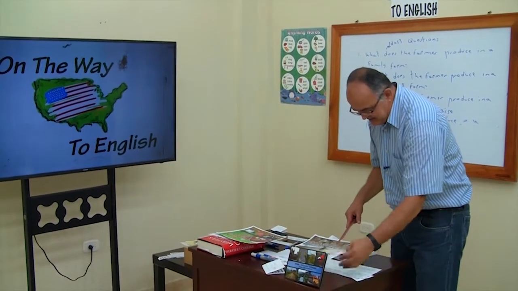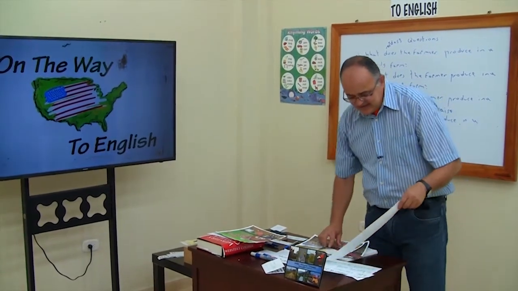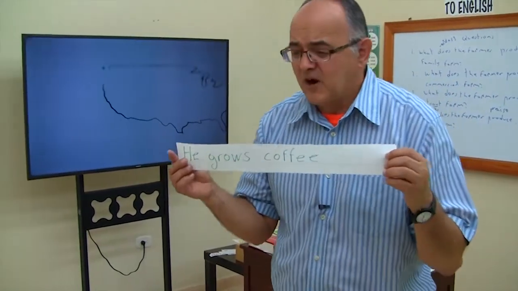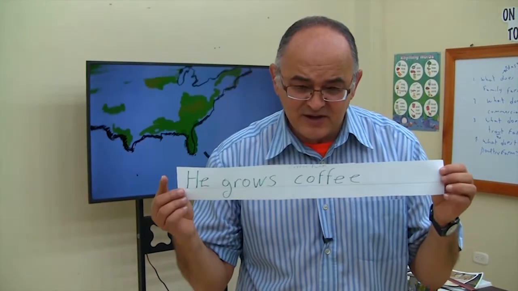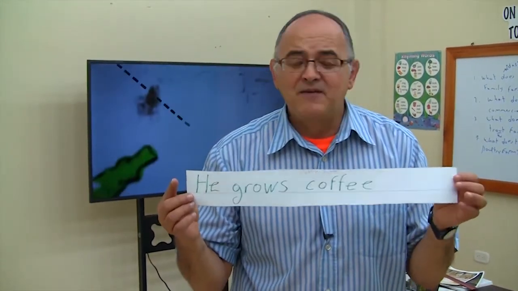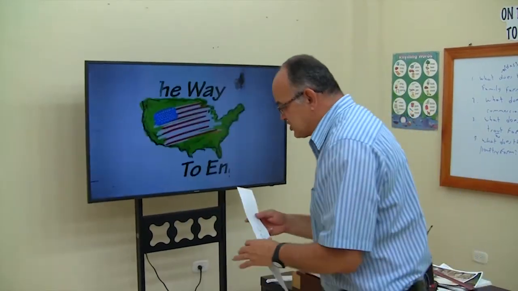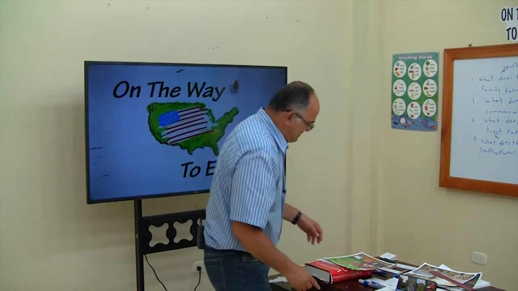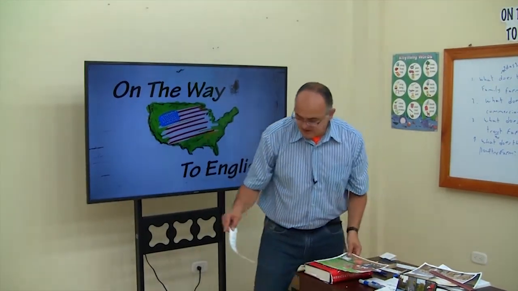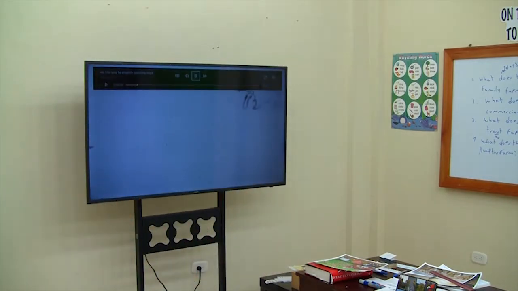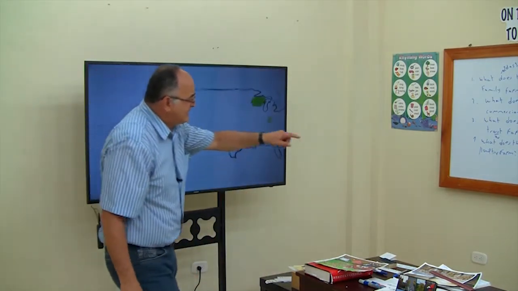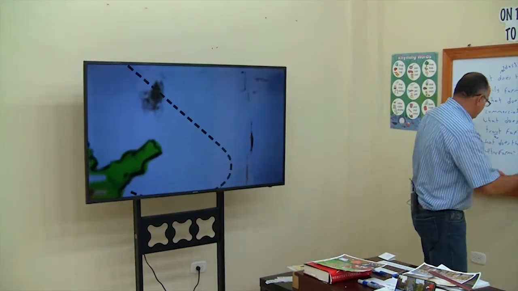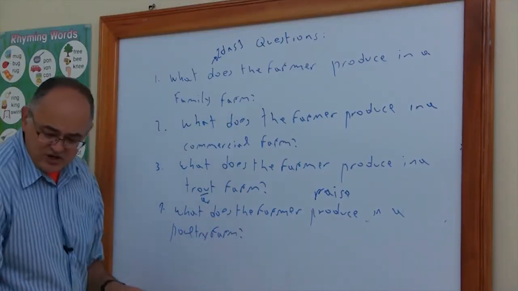And then, what he does is that he grows coffee, right? In a coffee farm, the farmer grows coffee. In Spanish, él levanta el café, cultiva el café. He grows coffee. Let's put it here, the coffee farm. What does the farmer produce in a coffee farm? Could be the next question, right?